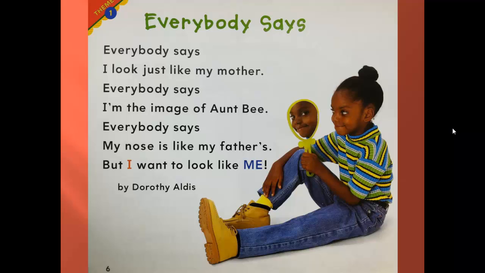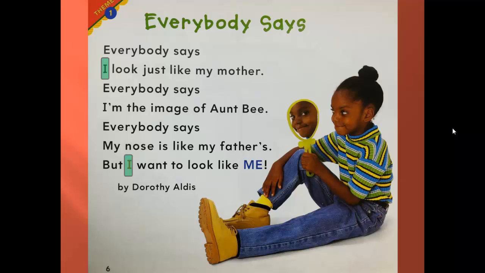Now, first word I want you to look for is I. Can you point to the very first I in this poem? If you're pointing right here, you've got it. Now look for the next I. And it needs to be standing alone by itself. The next I is right here. And that's all of the I's in this poem.